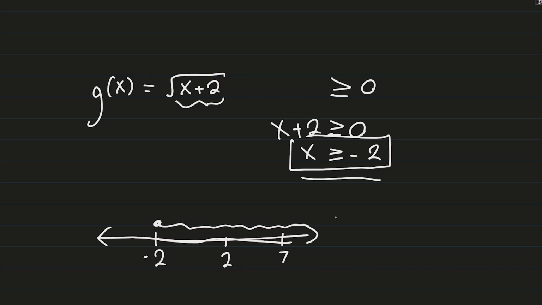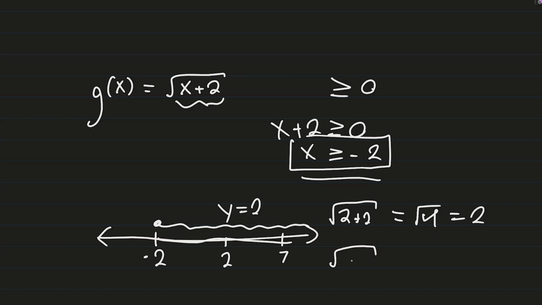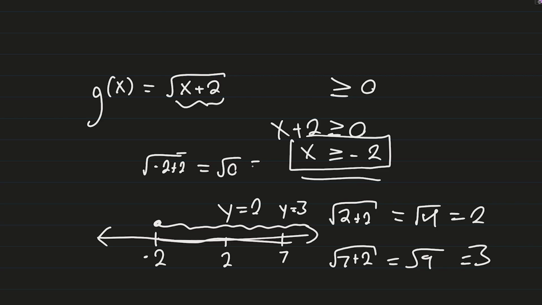At x equals 2, you're going to have the square root of 2 plus 2, which is equal to the square root of 4 or 2. So we know here y equals 2. Let's check out 7. At 7, we'll have the square root of 7 plus 2, or the square root of 9, which equals 3. So here, y equals 3. What about at negative 2? At negative 2, we have the square root of negative 2 plus 2, which is the square root of 0, or 0. So here, y equals 0.